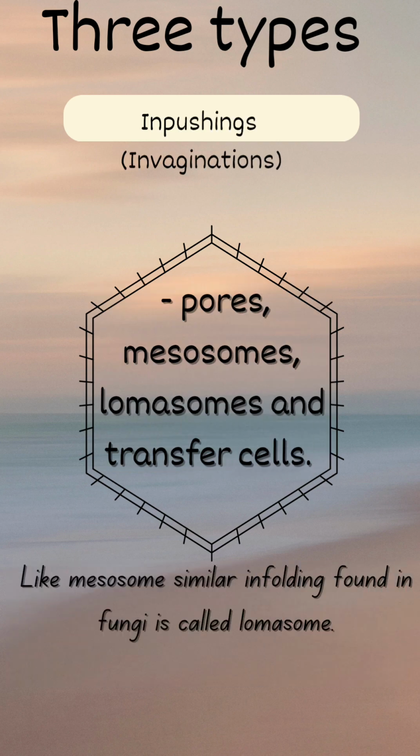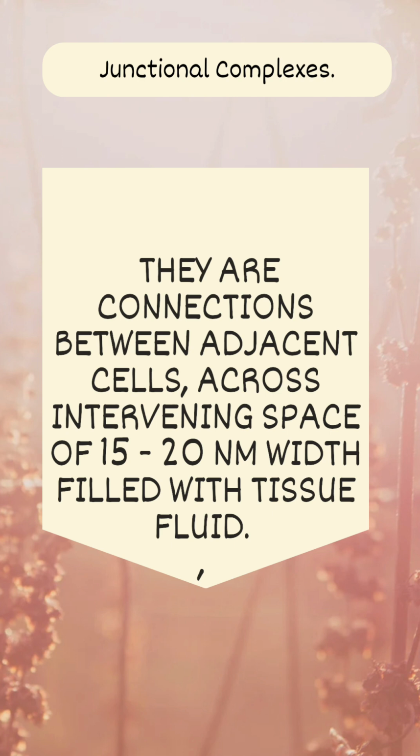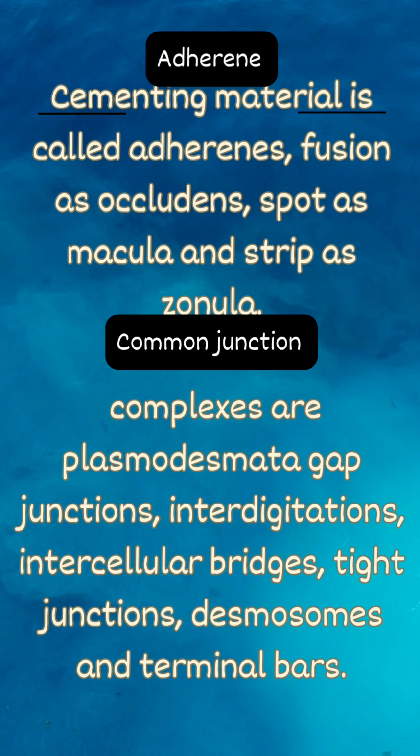If we see the junction complex, they are connected between the adjacent cells, and it has a width of 15 to 20 nanometers, which is filled with tissue fluid. There is a cementing material, and the function is occludens; a spot is macula and a strip is zonula. Common junction complexes are plasmodesmata, gap junction, intercellular bridges, tight junction, desmosome, and terminal bar.